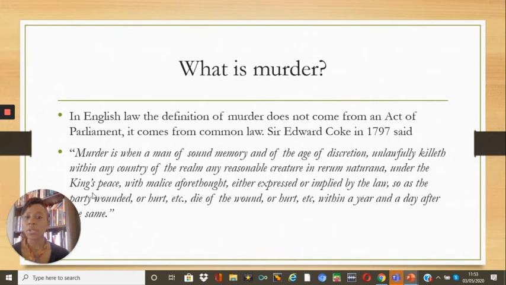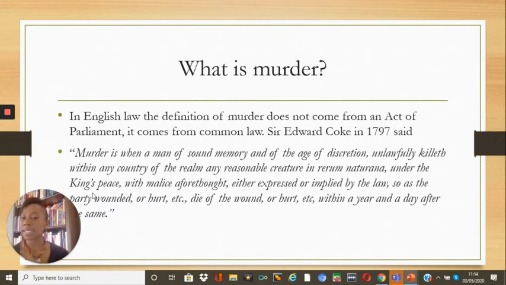Now, we don't have any act of parliament, we don't have any statute, any legislation which tells us what murder is, which defines murder for us. But what we do have is a definition which comes from common law. It is common law that we turn to for our definition of murder. Common law being case law, being the courts. And we always turn to Sir Edward Coke's definition in 1797.